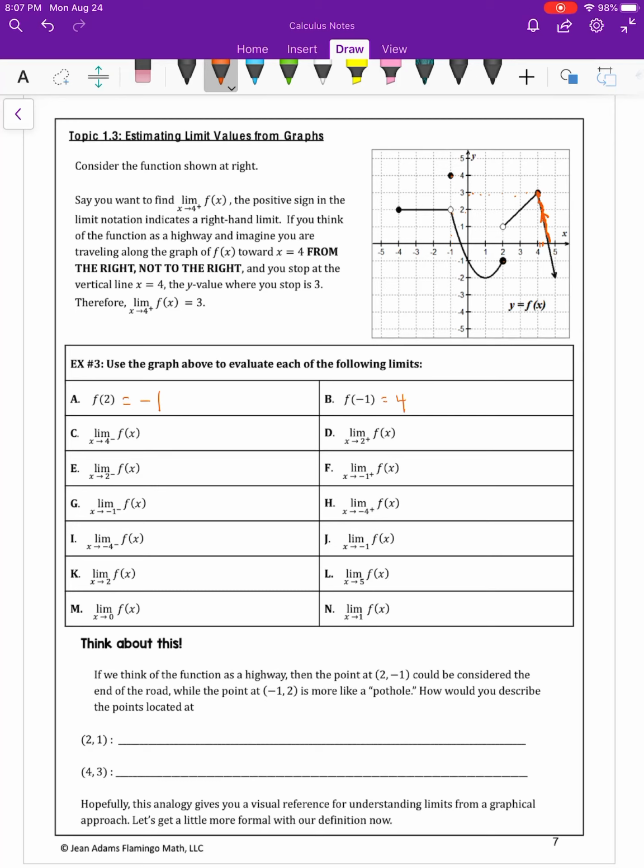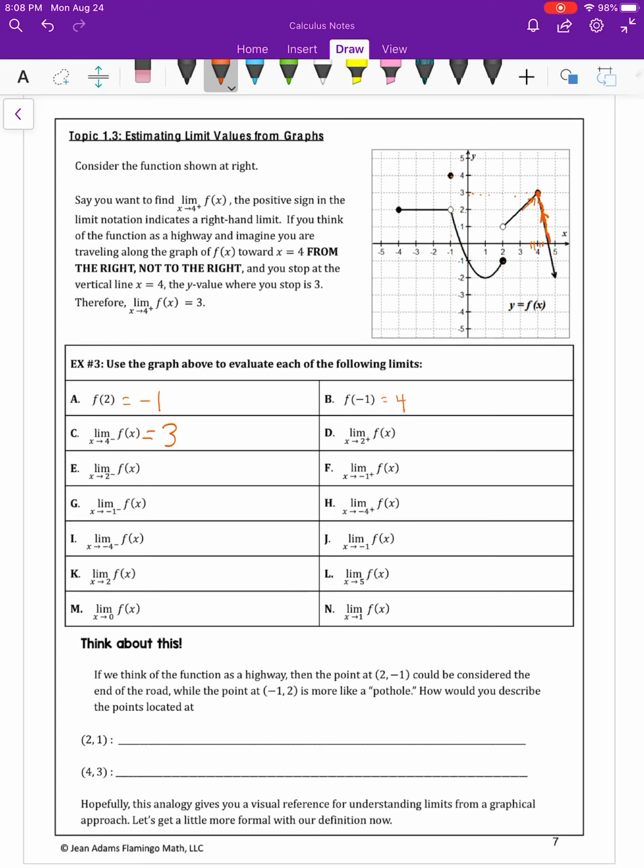The limit as x approaches 4 from the left. If I'm approaching 4 from the left, I put an x value in, I get a y. I put another one in, I get a y. You can see that as you're moving this way, your y value is approaching 3. So this one is 3.